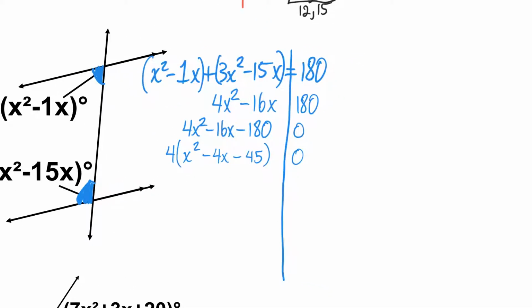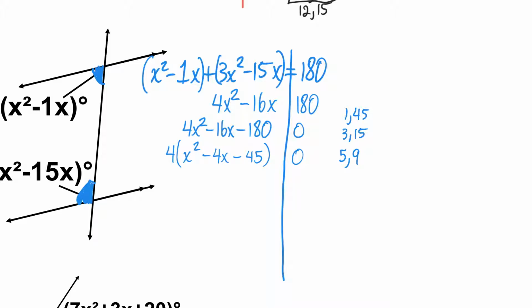Now, let's think of factors of negative 45 that add up to negative 4. So let's just run through our list. 1 and 45, 3 and 15, 4 and... no, wait. 9 and... no, it's not. Oh, it's 5 and 9. There you go. 5 and 9. You got it. I was getting there. Okay, I think that's all of them.